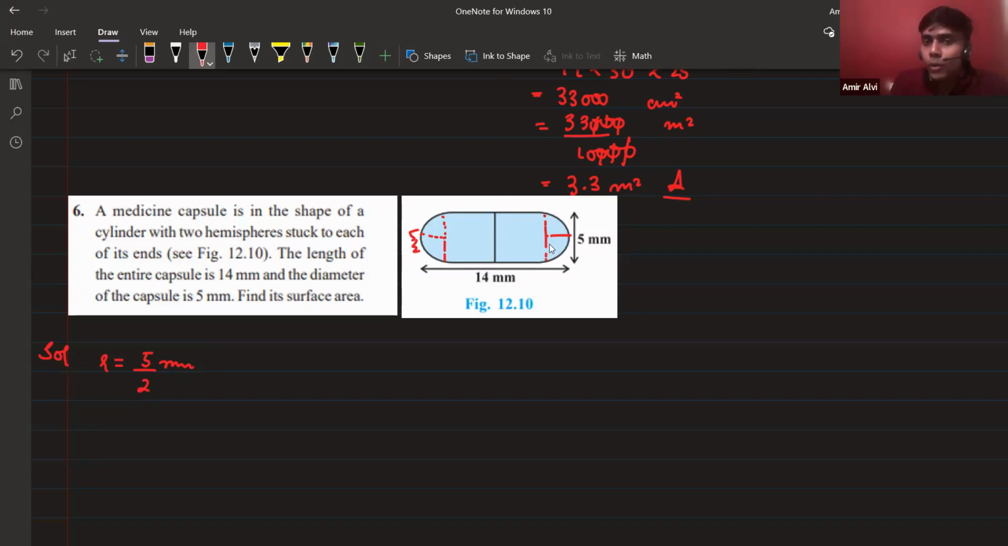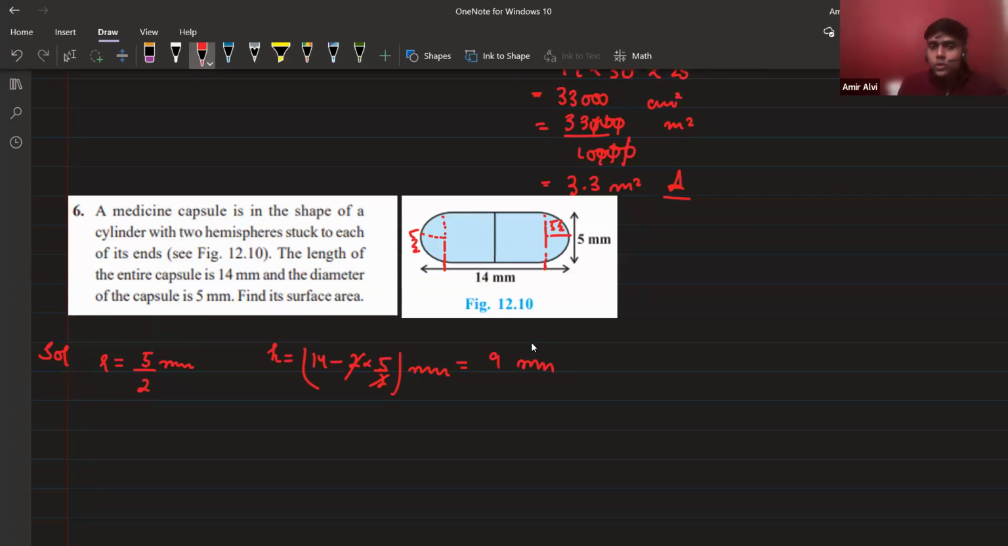How many of you got this point? Please let me know. Got it, sir. So this will also be 5/2. And to calculate the height of the cylinder, I need to subtract this 5/2 and 5/2 from both ends. The total length is 14 mm, so the height of the cylinder will be 14 minus 2 into 5/2 mm. This 2 will cancel, so it will be equal to 9 mm. Clear?